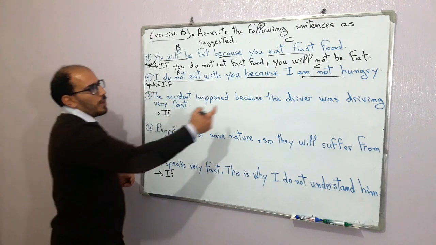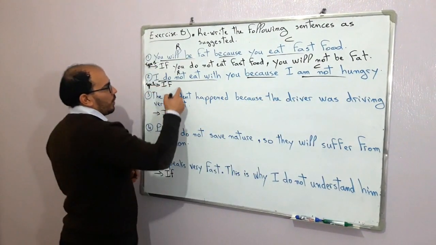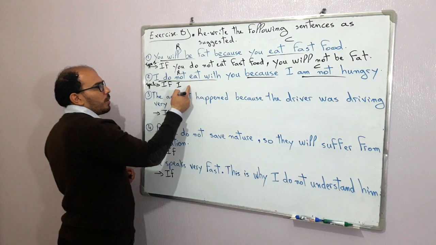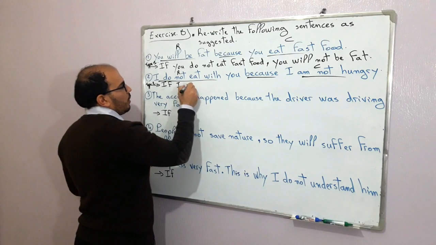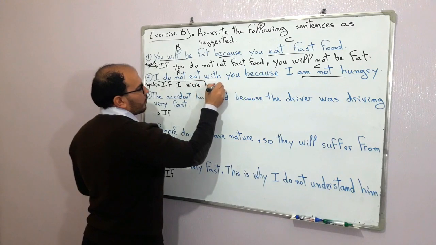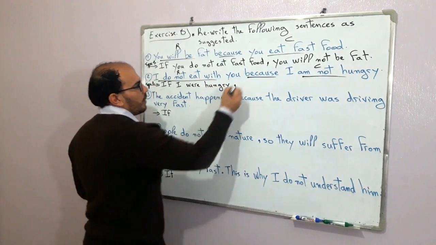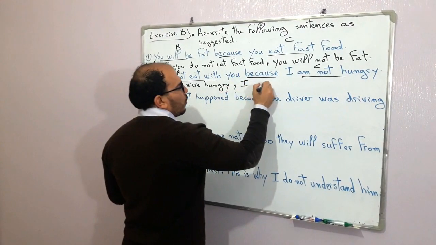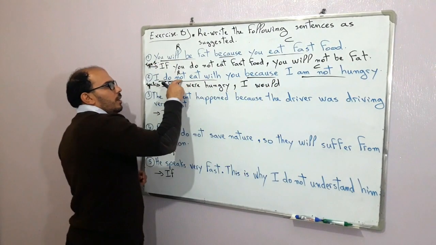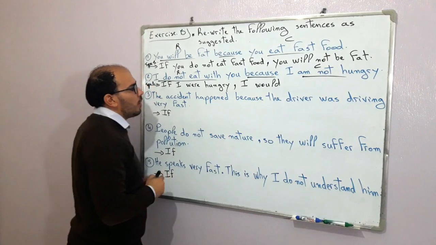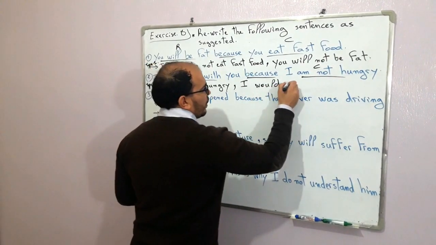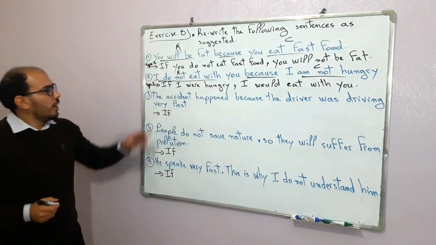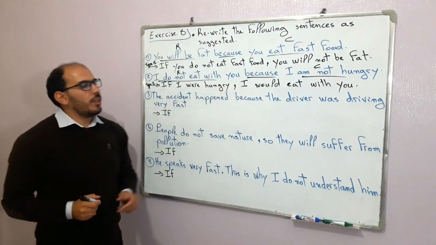So if is followed by the condition, I'm not hungry, so I should put it in the affirmative. And we know in type 2 the verb should be written in the simple past. So if I were hungry, then comma, I don't eat with you, and we know that I should put I would, so it is negative, so it becomes affirmative, there is no not. And then the verb in the infinitive, I would eat with you. If I were hungry, I would eat with you.